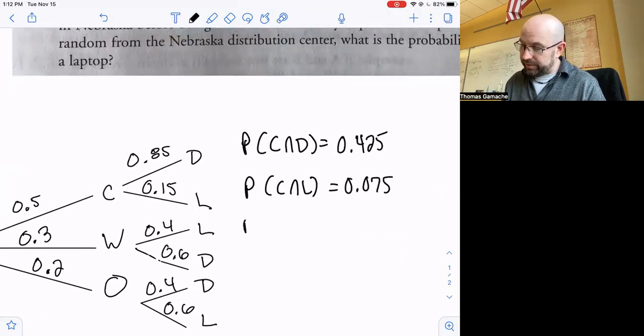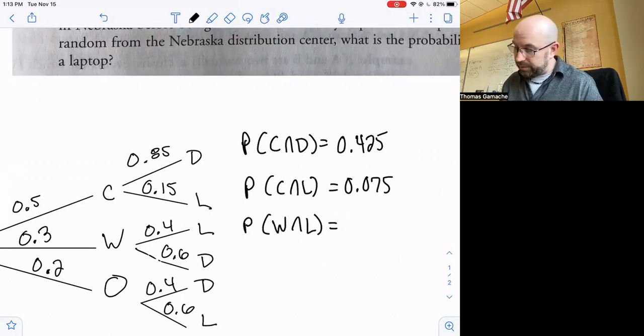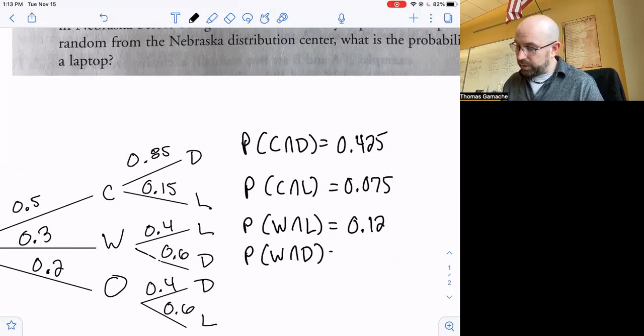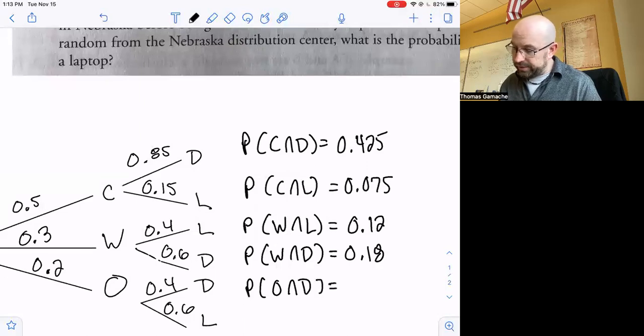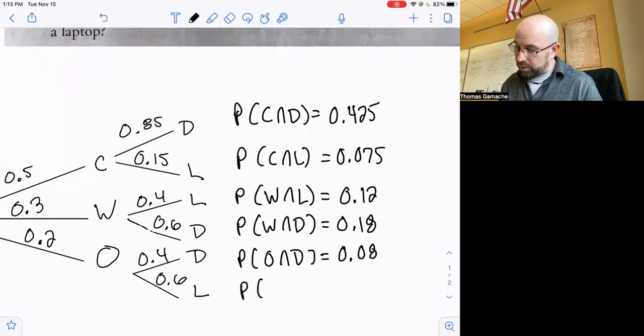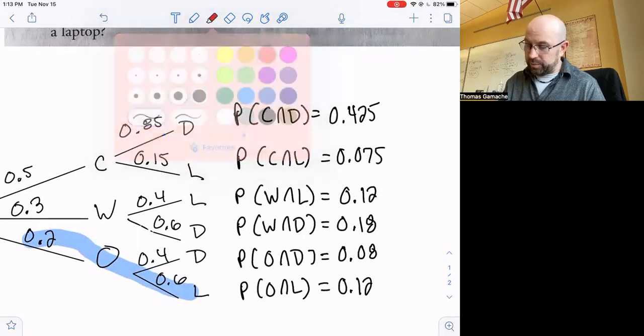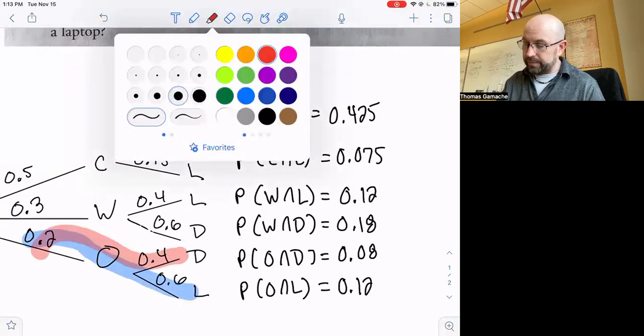We'll continue going here. The probability of getting a computer from Washington that's a laptop: 0.3 times 0.4 gives me 0.12. 0.3 times 0.6 gives me the probability of getting a desktop from Washington, 0.18. For the probability of coming from Oregon and being a desktop, it's 0.2 times 0.4, which is 0.08. And last but not least, the probability of being from Oregon and a laptop is 0.12. So all I did was multiply out each branch here, each time.